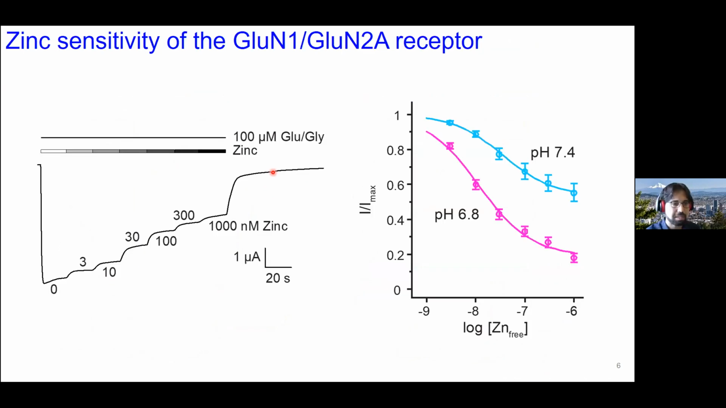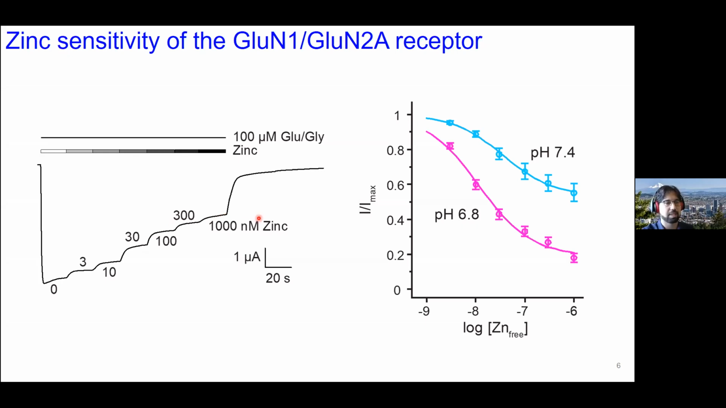Okay, so this is also where I kind of joined the lab, and my first project was trying to understand the molecular mechanism for zinc and pH sensitivity of the GluN1, GluN2A subtype of the receptor. By electrophysiology, it was long known that the GluN1, GluN2A subtype of the receptor can get inhibited by zinc. So when you apply agonists, glycine and glutamate, to this receptor, you get this inward current. However, even with single-digit nanomolar concentrations of zinc, you start inhibiting this current.